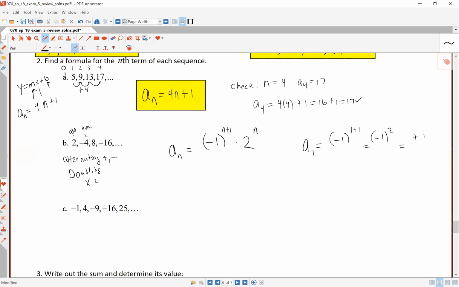And if I plug in n equal to 1, that's times 2 to the first, which gives us +1 times 2, or just 2. Checking A2 would be -1 to the 2 plus 1, times 2 to the n, or 2 squared, will be -1 to the third times 4, or -4. And so we say a sub n is -1 to the n plus 1 times 2 to the n.